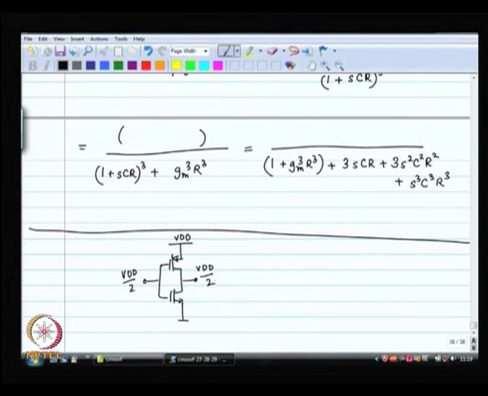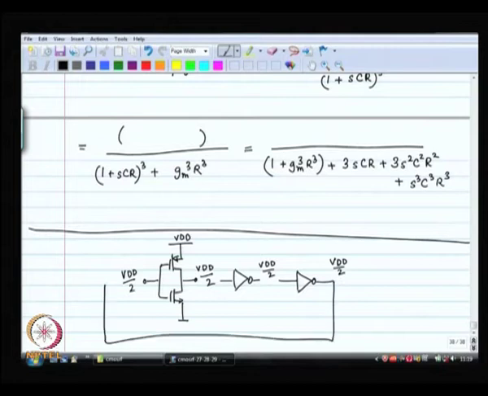Okay. Now, I put 2 more such inverters. The second inverter has an input of VDD by 2. So, its output is going to be VDD by 2. The third inverter has its input as VDD by 2. So, its output is also going to be VDD by 2, and I feed it back. Where is the oscillation? There is no oscillation if you think of it this way. But wait, this is the exact situation under which we did our pole 0 etc. analysis.